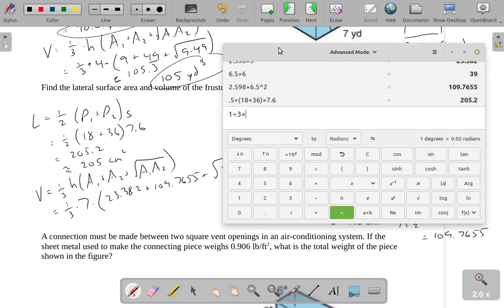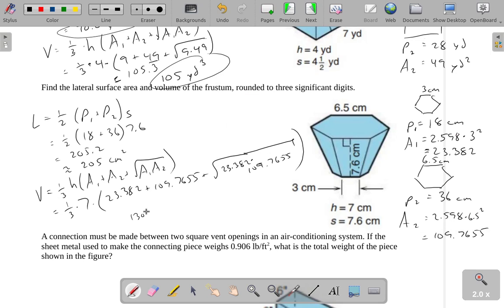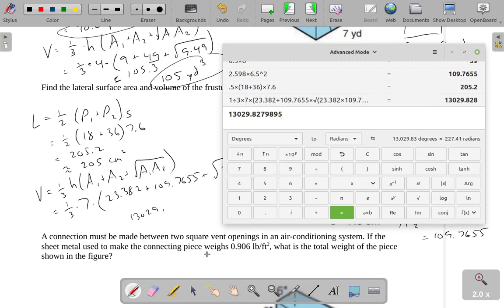So 1 divided by 3 times 7 times parentheses 23.382. And what does it matter? The calculator is doing all the hard work here anyway. Times the square root of 23.382 times 109.7655. We get a rather large number. Yeah, that seems reasonable to me. 13,029.827.